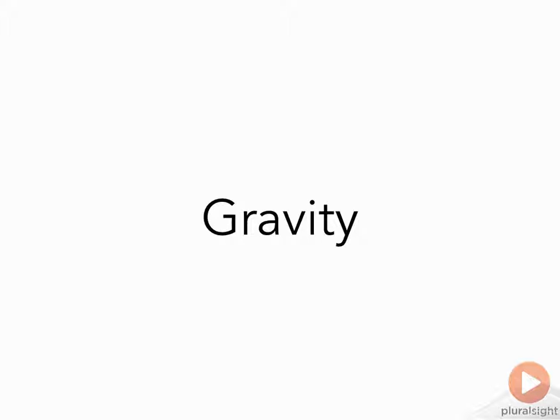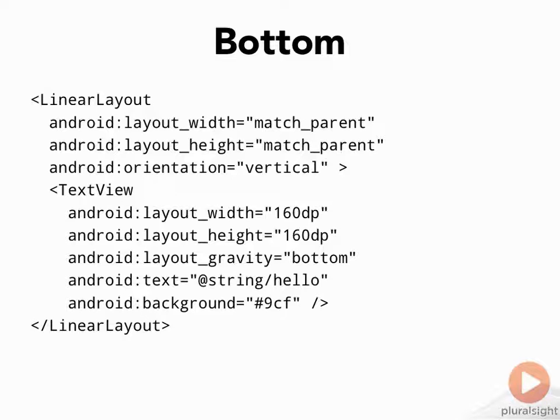We have covered gravity in the introduction module already, but there is one confusing case when you use it in linear layout. Here is an example. We have a vertical linear layout with a single text view, and we set the layout gravity of the text view to be bottom. What do you think this layout looks like?